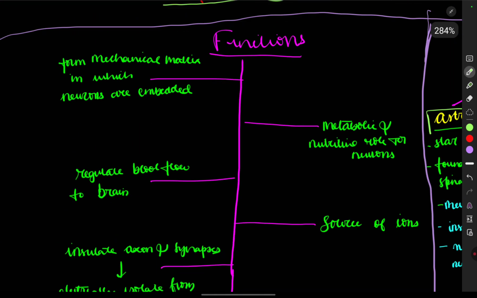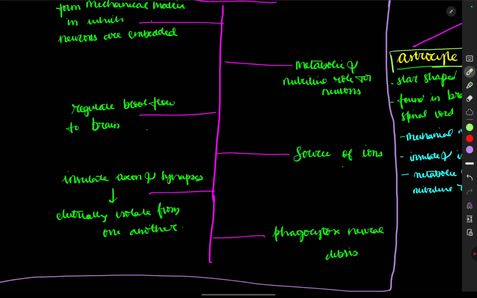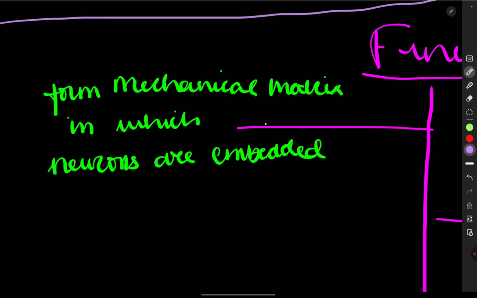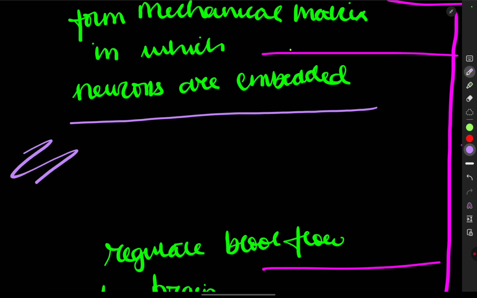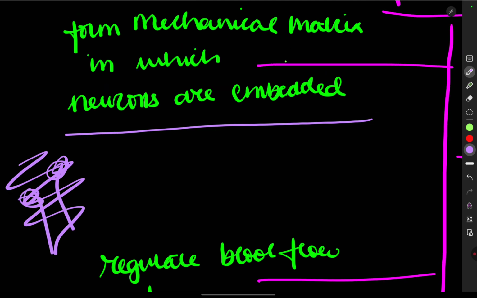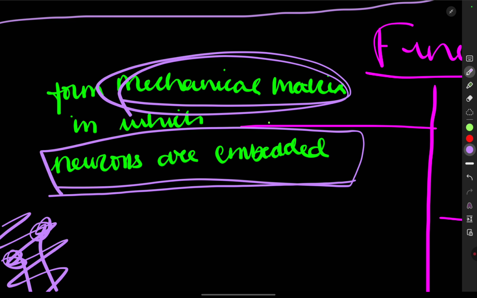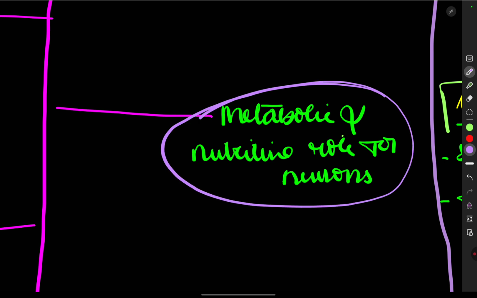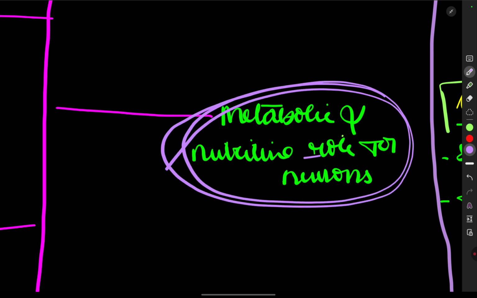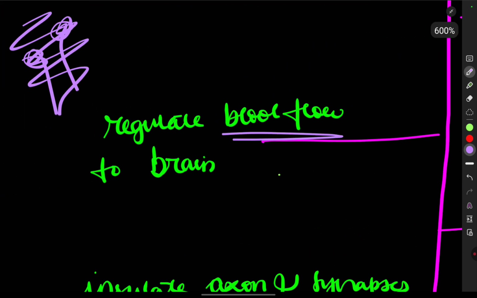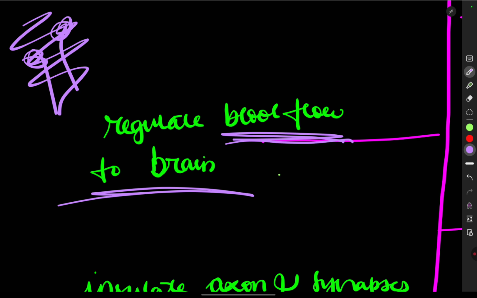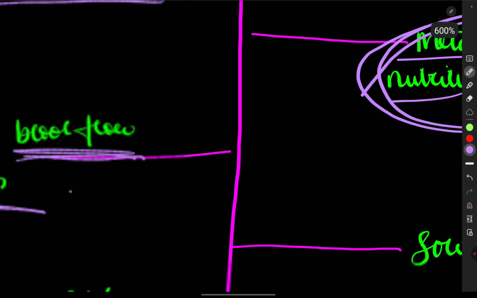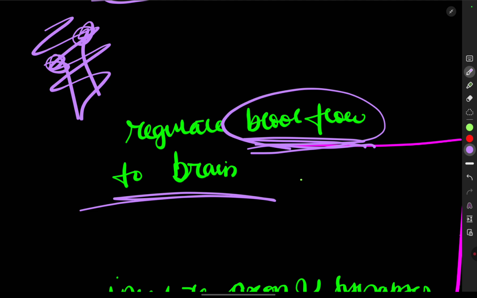So what are the functions? There are 6 functions. They form a mechanical matrix in which the neurons are embedded. They help in holding the neurons. The next function is a metabolic and nutritive role for the neurons. And then they regulate blood flow to the brain. So first was the mechanical matrix in which the neurons are embedded, then the nutritive and metabolic role to the neurons, and we saw that they regulate blood flow to the brain.